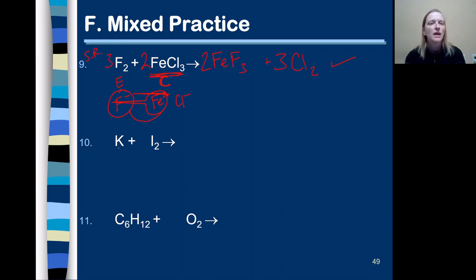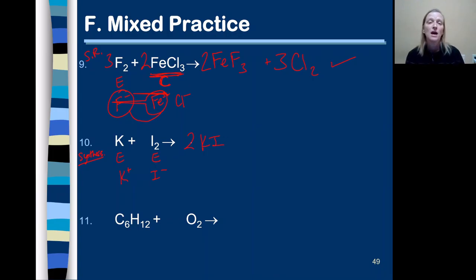So yes, this chemical reaction does happen. Example 10. In example 10, we have an element, potassium, reacting with another element, iodine. If you have an example where two elements are reacting together, that will be a synthesis reaction. And I need to come up with the compound that combines potassium and iodine. Potassium is most likely to form ions with a charge of +1, and iodine is most likely to form ions with a charge of -1. And those ion charges balance out. So my final product would be potassium iodide.